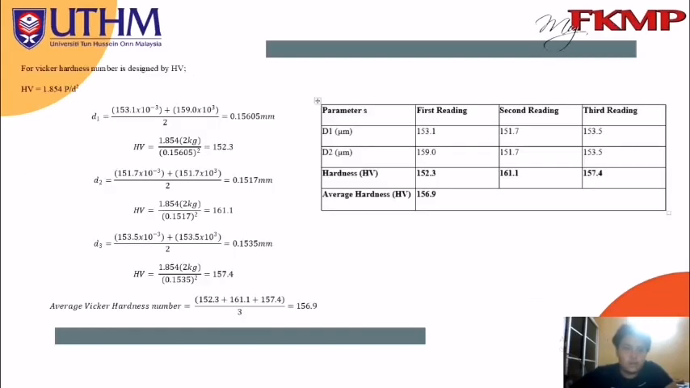So the next calculation, we try to find the average hardness. For Vickers hardness number, designated by HV, equal to 1.8554 P over D squared. So we calculate, we put the first reading, second reading, and third reading to find the average hardness.